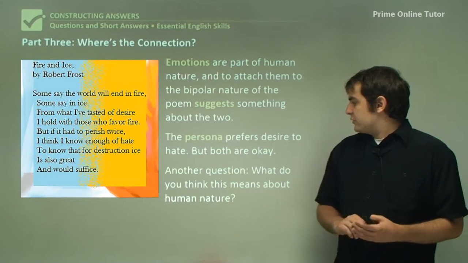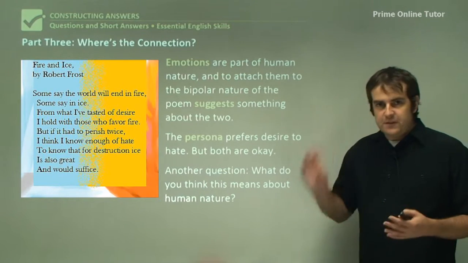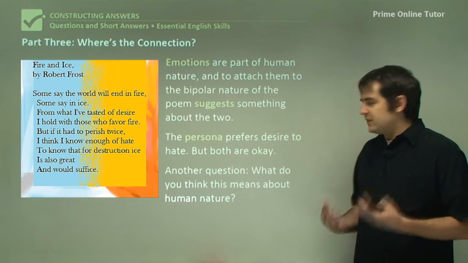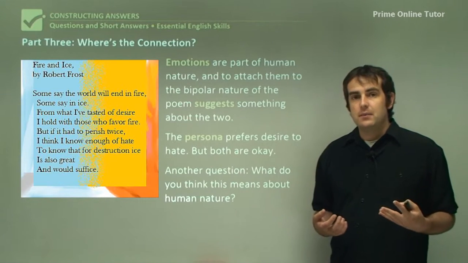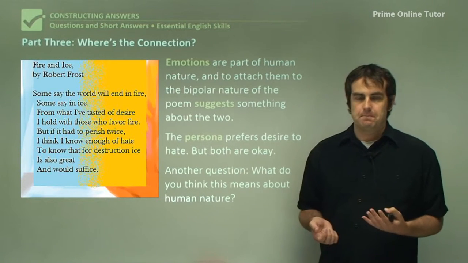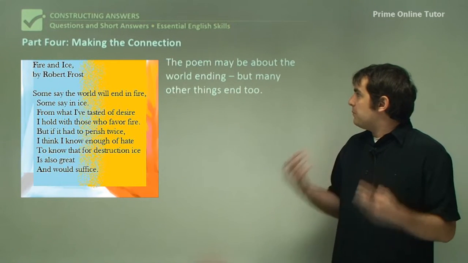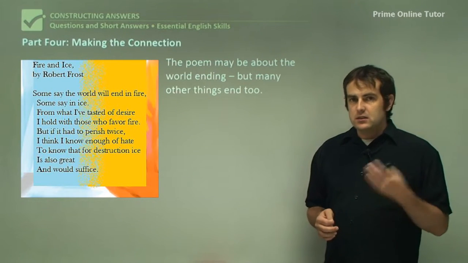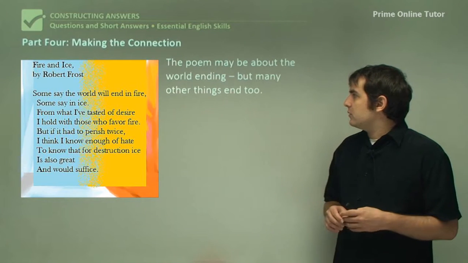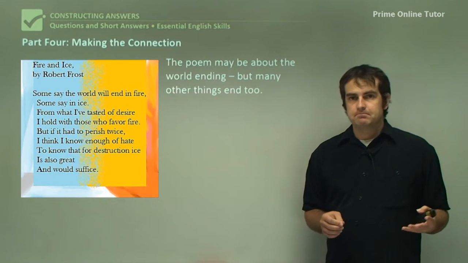We need to ask this question first. With all these things that we've just mentioned, what point does this make about human nature? What is this meaning? Well, let's have a look at it. The poem may be about the world ending, and yes, it is about the world ending, but it can also relate to other things that could end.